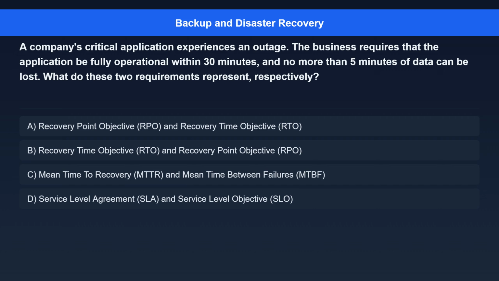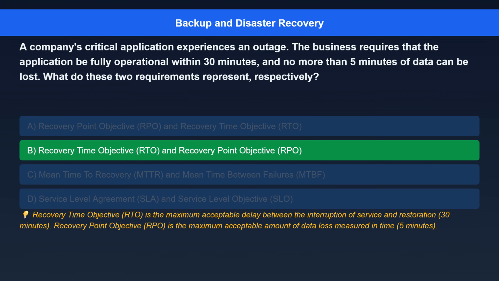Option A, Recovery Point Objective, RPO, and Recovery Time Objective, RTO. Option B, Recovery Time Objective, RTO, and Recovery Point Objective, RPO. Option C, Mean Time to Recovery, MTTR, and Mean Time Between Failures, MTBF. Option D, Service Level Agreement, SLA, and Service Level Objective, SLO.